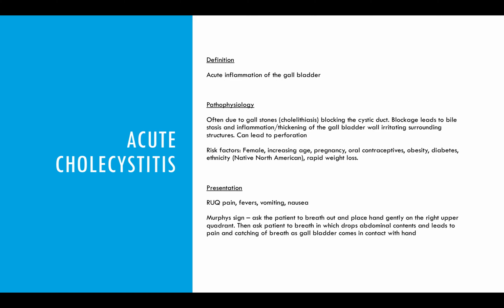So when they eat something high fat, they'll tell you that they had fish and chips for dinner or KFC or something like that. So the poor little gallbladder is trying really hard to produce all this bile to help break down all this fat, and it's pushing against this blocked cystic duct. So they've then got lots of bile sitting there, it leads to stasis, and then they get inflammation and thickening of the gallbladder wall, which irritates the surrounding structures. Now, it can lead to perforation.